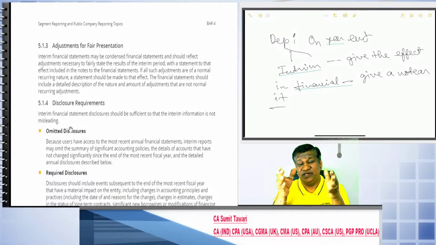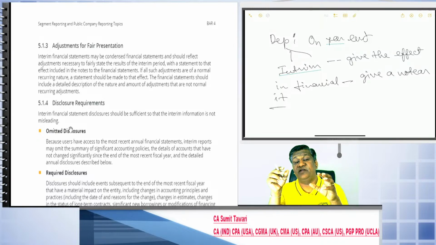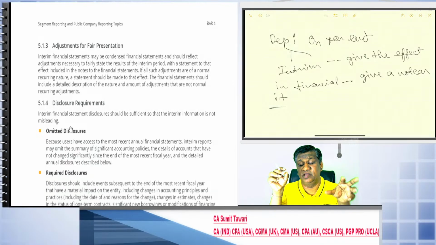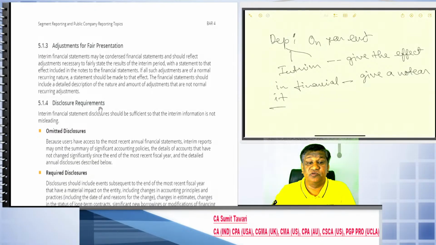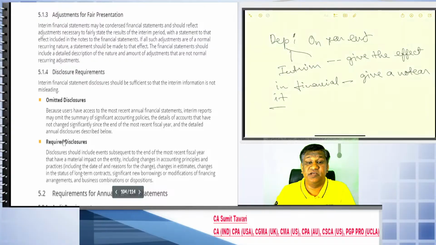means there are certain entries which we are not doing on a quarterly basis. Okay, or there are certain impacts like the provision for the contingent liability. Okay, so we are not going into it in a very detailed way. So on an estimated basis we need to keep some provision and give the disclosure for that. Then disclosure requirement. So omitted disclosure, because the users have access to the most recent annual financial statement.